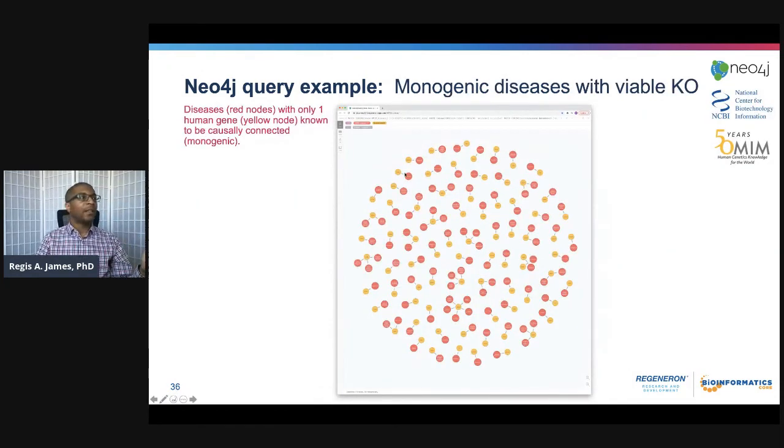Another one here is, so the red dots are diseases and the yellow are human genes. So I wrote a query that identified all monogenic diseases that are known to be caused by variants in only one gene, and that also have orthologs that, when those genes are knocked out in mice, do not cause lethality in those model organism mice. So this is what this image is showing. You can see that there are a lot of diseases in the OMIM catalog, the Online Mendelian Inheritance in Man catalog, and they have just one gene known to contain a causal variant.